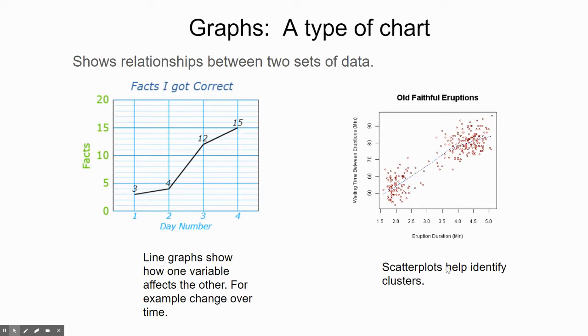So this is a scatter plot. It's really good at showing clusters of data. So, for example, you can see that some eruptions happen for 2 minutes, and then another cluster of eruptions happens between 4 and 5 minutes. So that's kind of interesting to show. And a scatter plot would show that better than another type of graph.